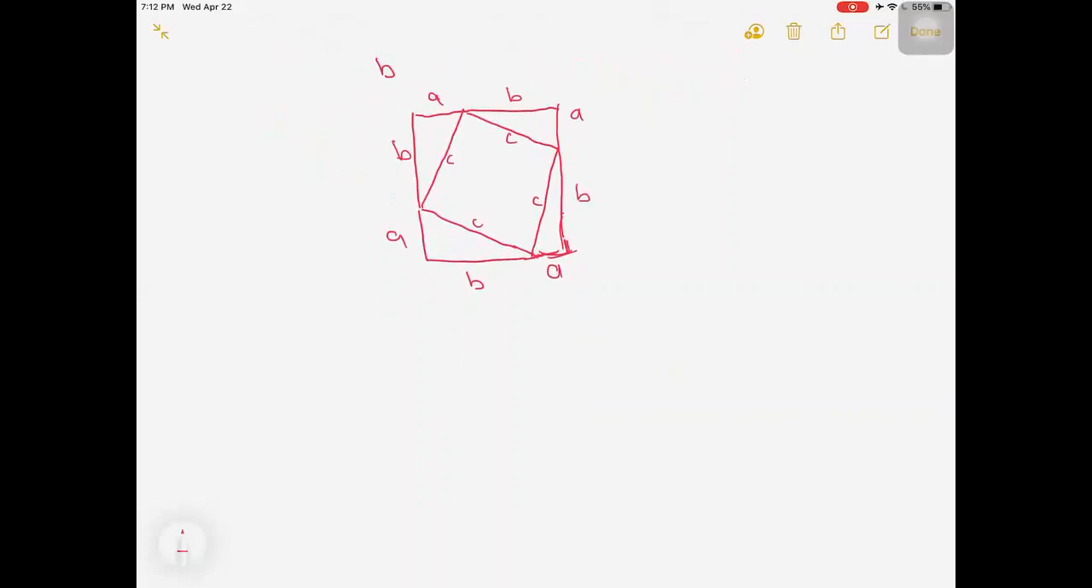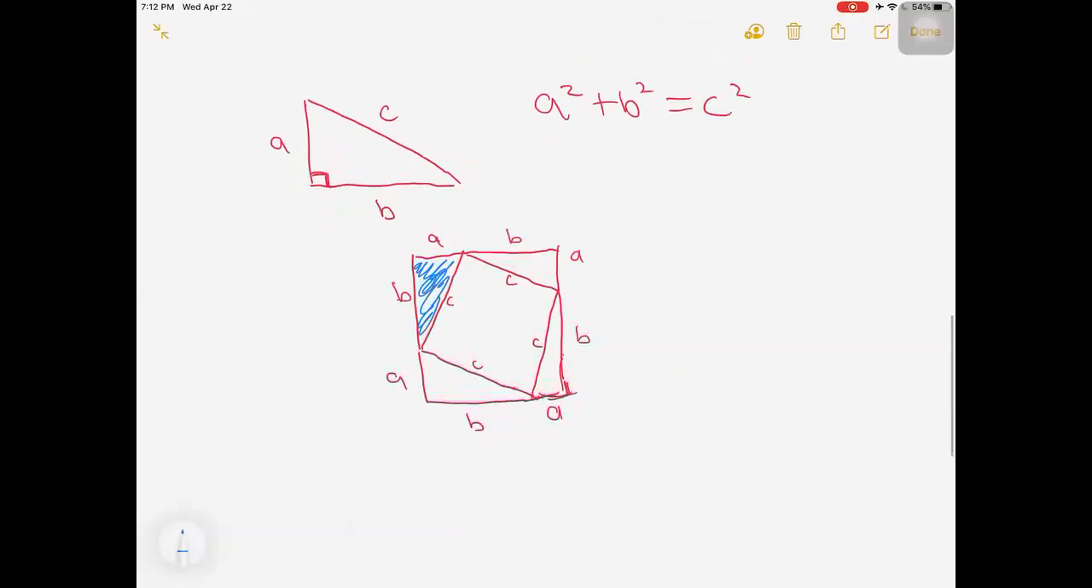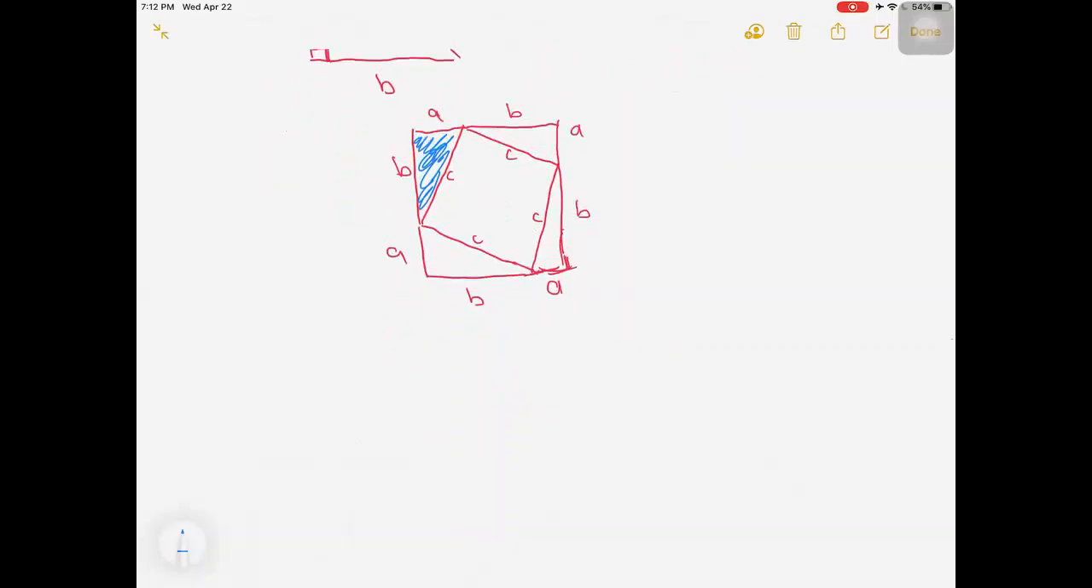Okay, so from this, we have the area of each of the blue triangles. Oh, I haven't gone over this, but the area of a triangle is simply A times B over 2. So the area of this blue triangle will just be AB over 2. And since there's 4 of these blue triangles, we multiply the area by 4.